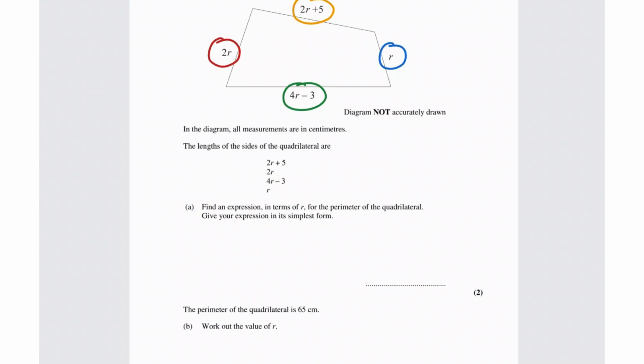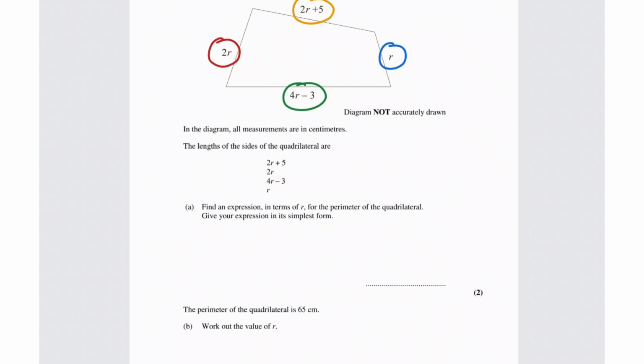Question 3 here is very similar. It's about perimeter again, but this time it's a quadrilateral, which means it's got 4 sides. And we're asked to find an expression for the perimeter of the quadrilateral. So nothing changes here other than we're adding four sides together.